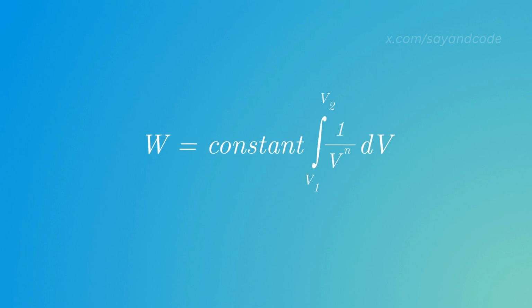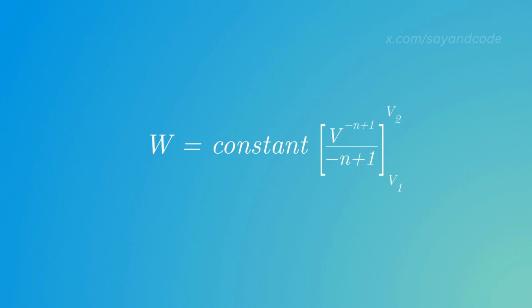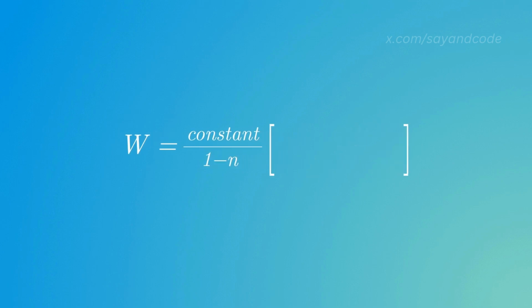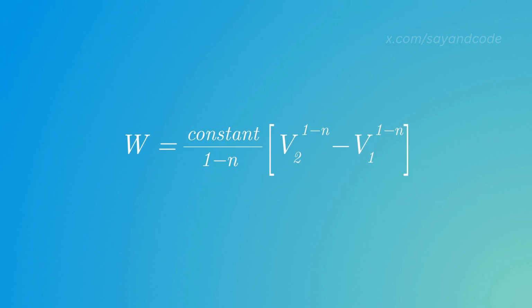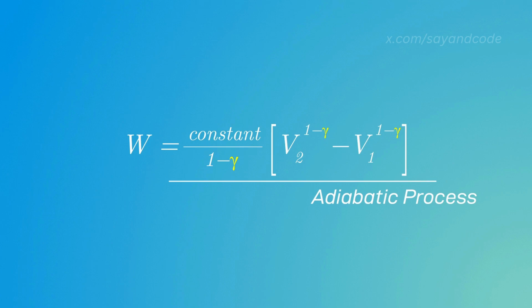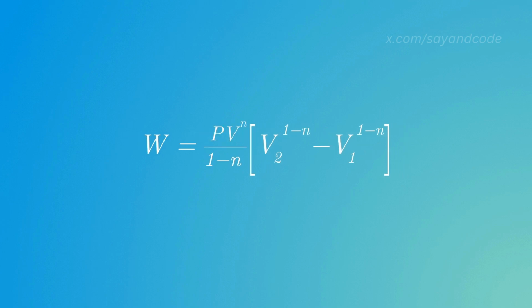Taking the constant out and integrating, we get work done is equal to constant into V raised to minus n plus 1 divided by minus n plus 1 from V1 to V2, or is equal to constant by 1 minus n into V2 raised to 1 minus n minus V1 raised to 1 minus n. This is the equation for work done in a polytropic process. When the value of n is equal to gamma, it becomes the equation for work done in an adiabatic process. The constant can be replaced using the value of PV raised to n according to the information available for the given situation.